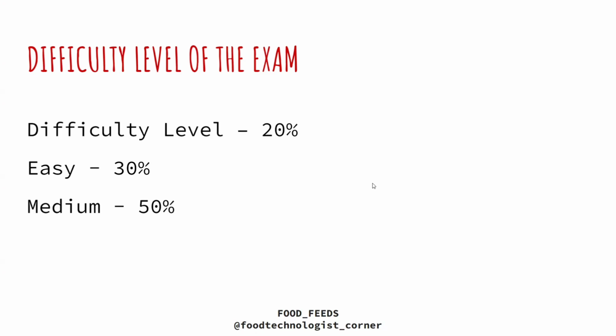So in terms of the difficulty level of the exam, they have said the difficult level is 20%, easy is 30%, and medium is 50%. So considering this, if you are studying with the standard textbooks, you will definitely be able to easily get above 70%, because easy is 30%. As for the difficult level, in my opinion, they will ask very basic questions.